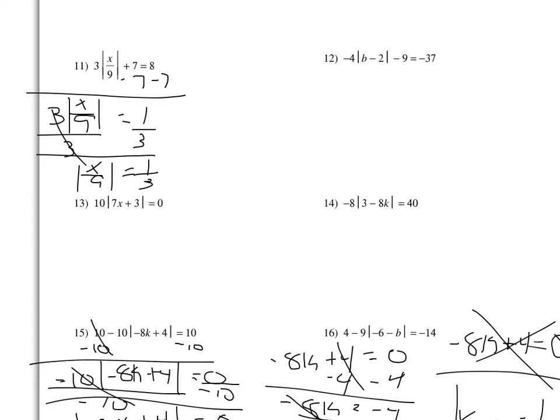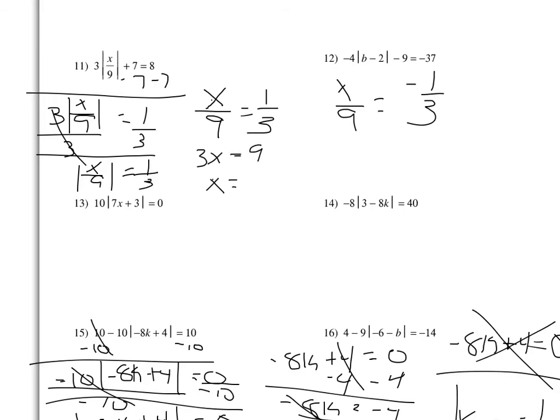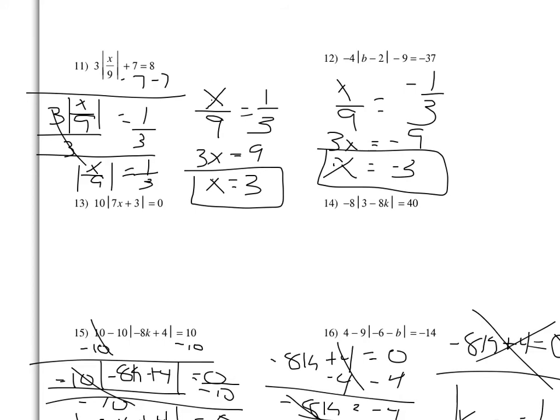Now, if the absolute value is by itself, you separate it into two problems. One that looks exactly the same, so x over 9 equals 1/3. And the other one, absolute value piece stays the same, but negate the other side, so -1/3. To solve for x here on the left, let's cross multiply. So we get 3x equals 9. Divide by 3, x equals 3. Cross multiply on the right hand side, 3x equals -9. Divide by 3, x equals -3. So 3 and -3 are your answers for number 11.